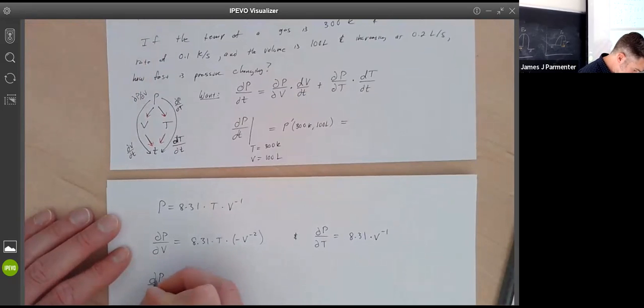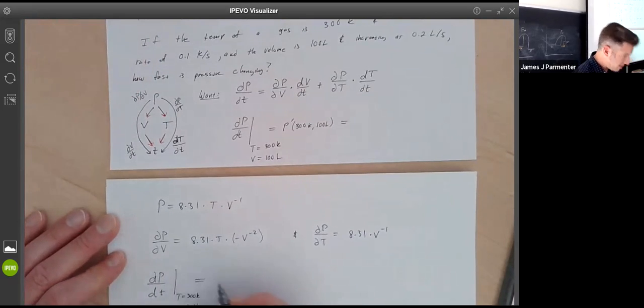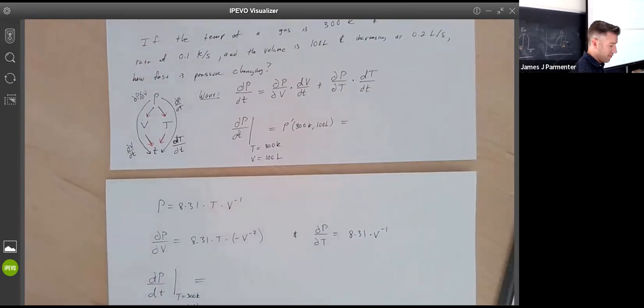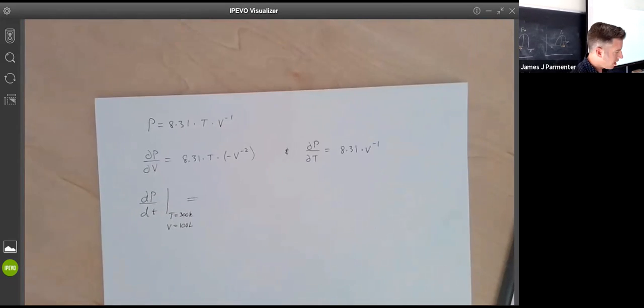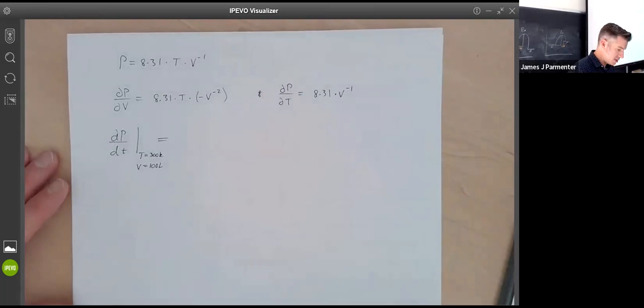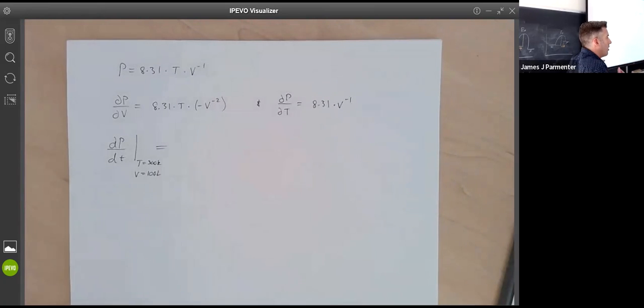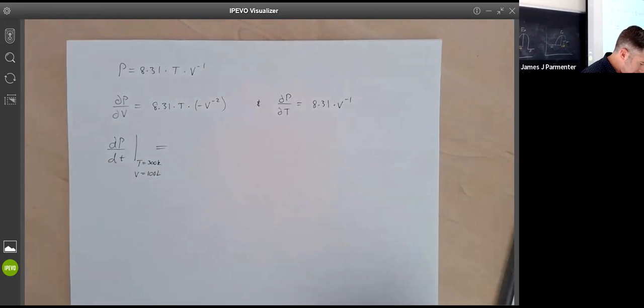And now I think I have all the functions I need to actually figure out what dP dt is at temperature equal to 300 kelvins, volume equal to 100 liters. It's going to be a little messy. And unfortunately, that's kind of often the case in this class, the numbers are often not very nice. Such as real life, right? A real biology applications calculus class, you're going to get some numbers that aren't that nice. But let's go ahead and see what we've got.